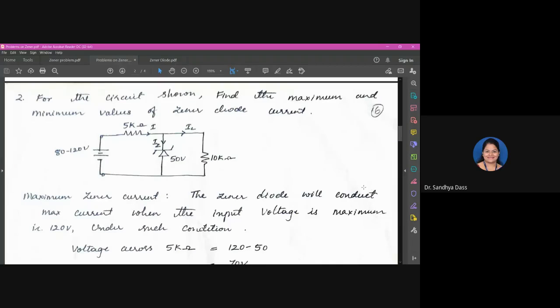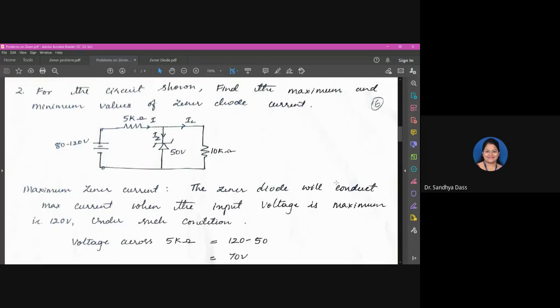Go through this problem and you are expected to calculate the maximum and minimum Zener diode current there. So, let's start by calculating the maximum Zener current. Ma'am, the minimum is 1 milliamp. Yeah, Shreya, you can wait for the explanation there. Let others also follow.